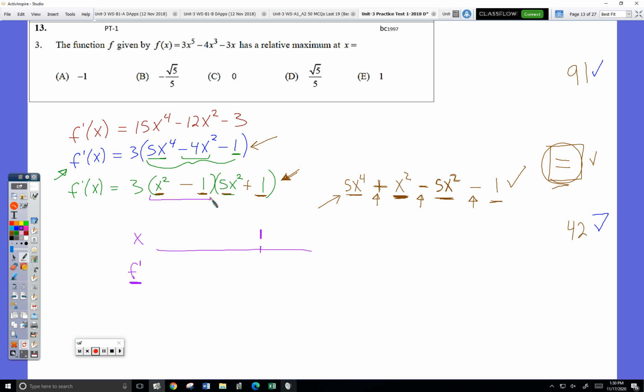So you plug in a 1. 1 squared is, say it, Ellie, 1 squared is? 1. 1 minus 1 is? 0. Good. At that moment, you don't care what this is, because 0 times whatever would be 0. So you found one of them. What other value when squared will equal 1? -1. There we go.